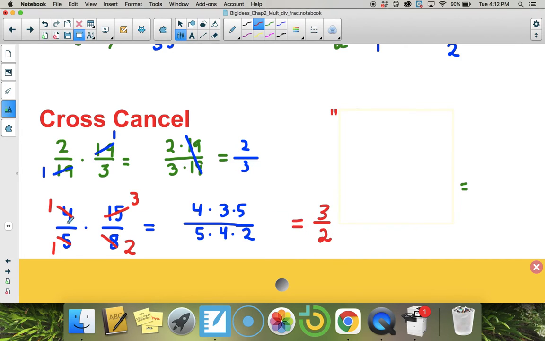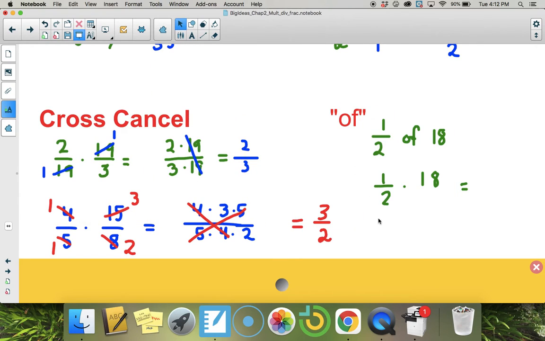Again, some people like to think that 4 times 15 is the same as 4 times 3 times 5, and that 5 times 8 is the same as 5 times 4 times 2. We just broke the 8 into 4 times 2. And if you do that, you can see 4 over 4 cancels out to be 1, and the 5 over 5 cancels out to be 1, and we have 3 over 2, which is the answer we got there.